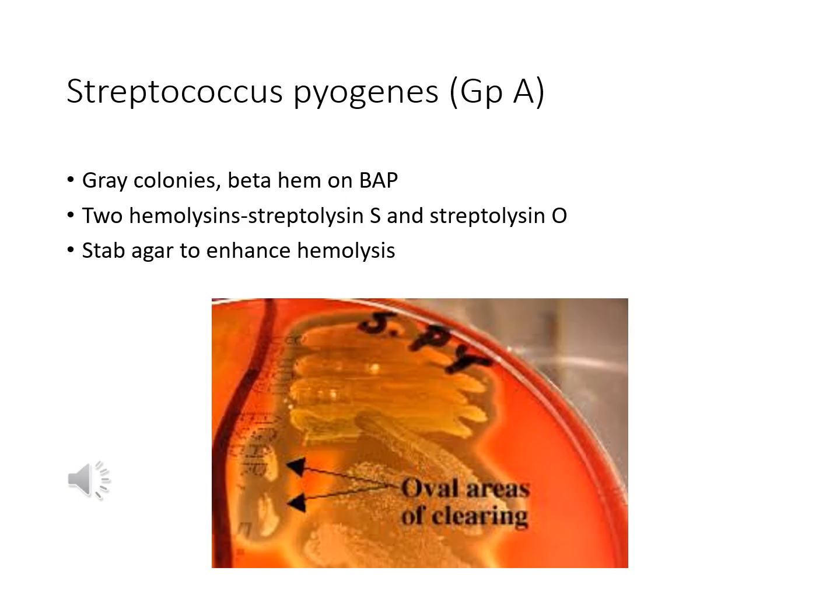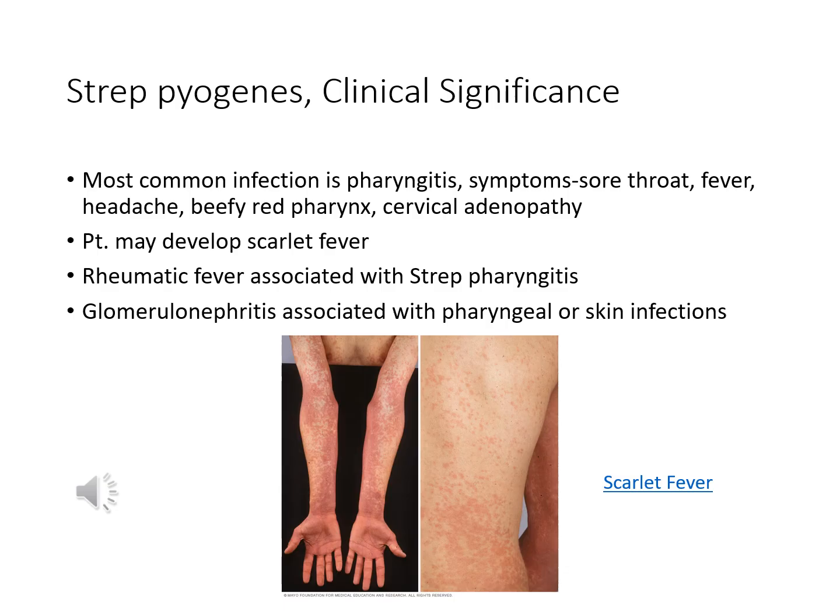Some procedures will ask that you stab the agar with the loop after you've inoculated the blood plate, and that is done to enhance the hemolysis. So group A strep, or Strep pyogenes, clinical significance of that: the most common infection is going to be pharyngitis, with symptoms such as sore throat, fever, headache, beefy red pharynx, and cervical adenopathy, so swollen lymph nodes. The patient may develop scarlet fever as well. You may also see rheumatic fever associated with strep pharyngitis, and you may see glomerular nephritis associated with pharyngeal or skin infections that are either not treated or the full regimen was not completed.